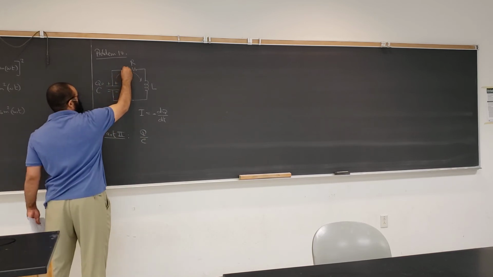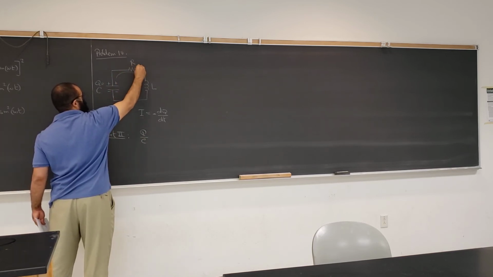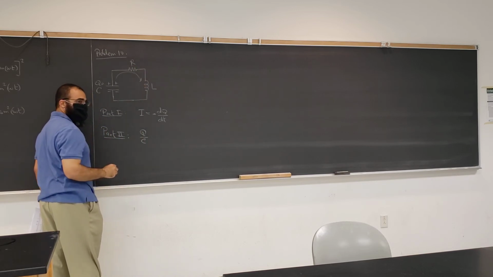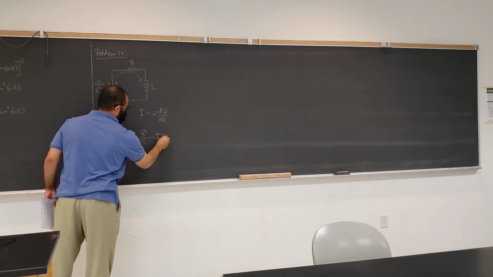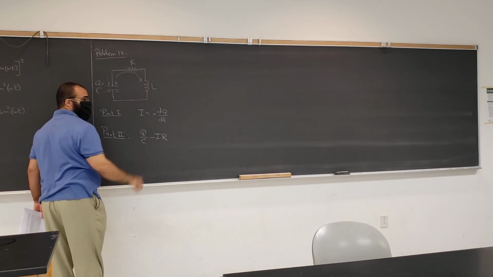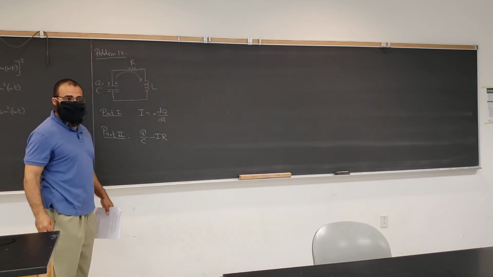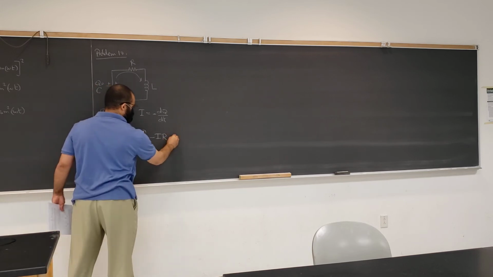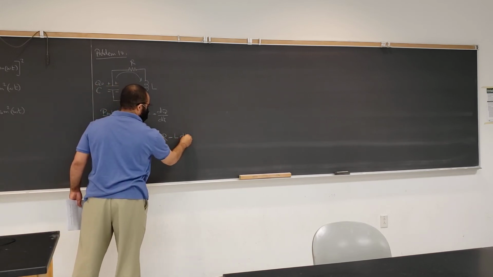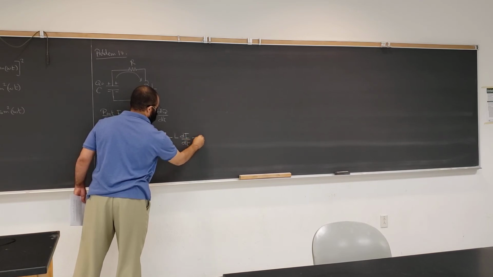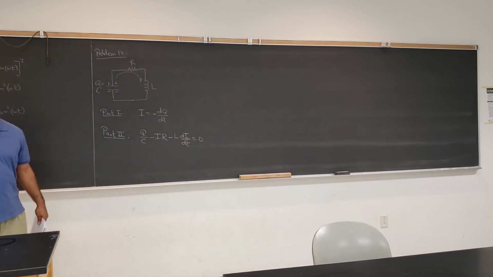Okay, good. Now, the current is going this way, so when you go in the direction of the current and cross a resistor, what's the change? Minus IR, thank you. And when you go in the direction of current through an inductor, minus L di dt, thank you. And then equal to 0, right? So that's all they want for this one. Which option? B, right? Yeah, B is correct.